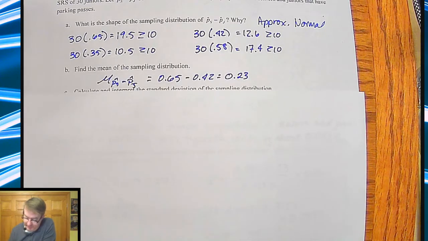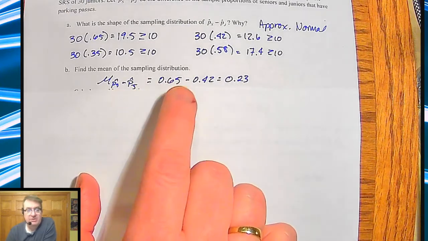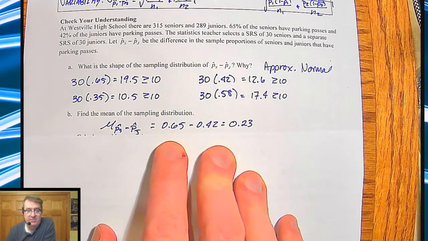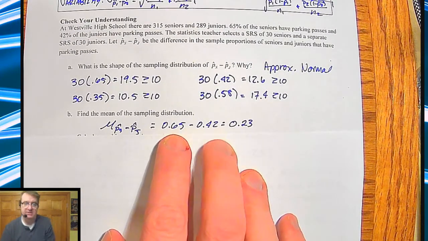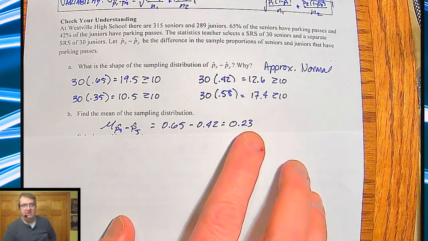For part B, find the mean of the sampling distribution. The mean of the sampling distribution is just the difference between the means of my two populations. So in this case, 65% of the seniors had it, 42% of the juniors had it, so we have a difference of 23%.